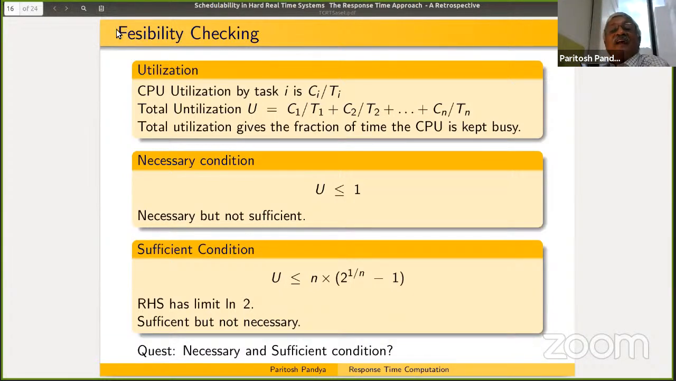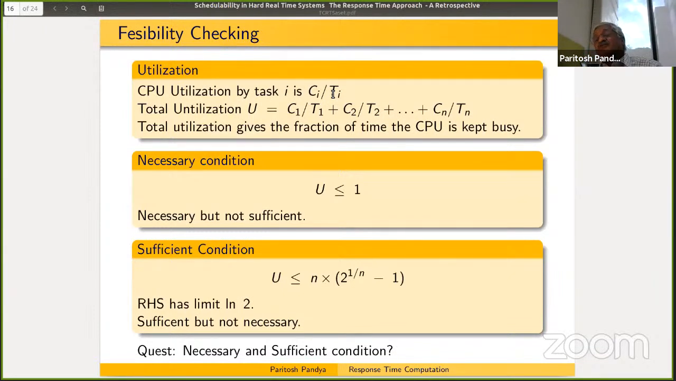So in fact, they started making some progress towards feasibility. And for checking feasibility, they started looking at something called utilization. In utilization, suppose there is a task i which has a period τi, and for each invocation it requires Ci units of processor time. So within τi units, it is occupying the processor for Ci units of time. So the ratio Ci by Ti gives the fraction of the time for which task i is capturing the CPU.